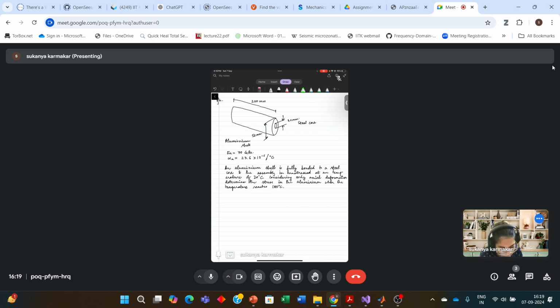For steel, Young's modulus is 200 GPa, and coefficient of thermal expansion is 11.7 into 10 to the power minus 6 per degree Celsius.